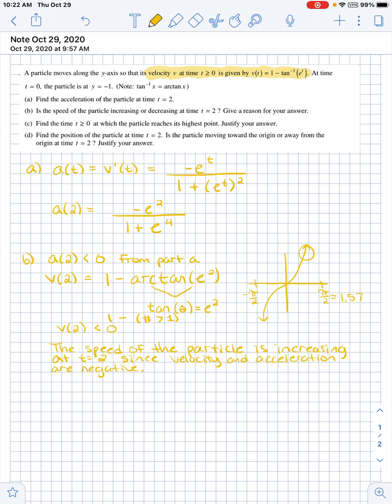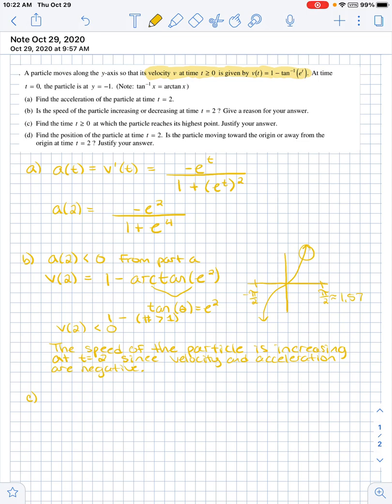Okay, part C is what threw people for a loop, I think, the most. You had the right idea in A and B, just maybe you missed a little bit of something here and there. But part C is what really messed people up. Part C says, find the time t, where t is greater than or equal to 0, at which the particle reaches its highest point, and justify your answer.